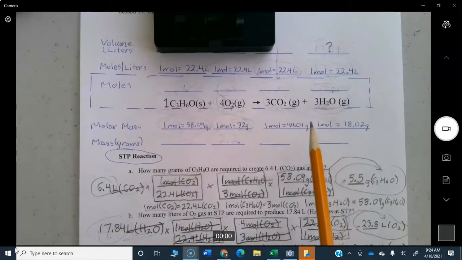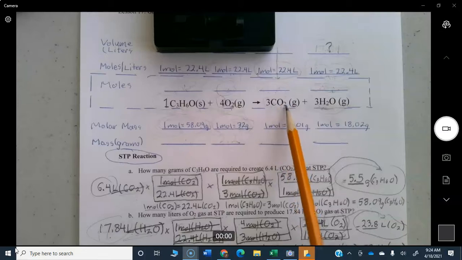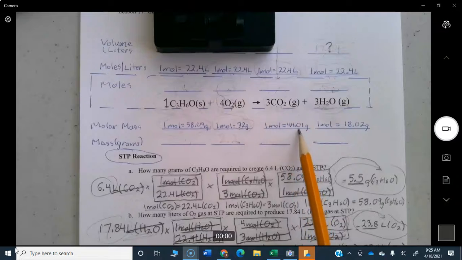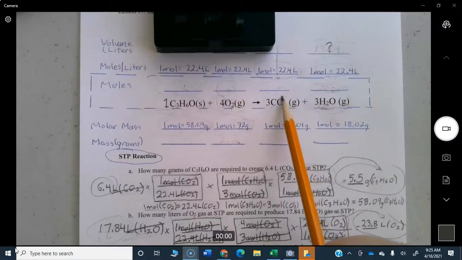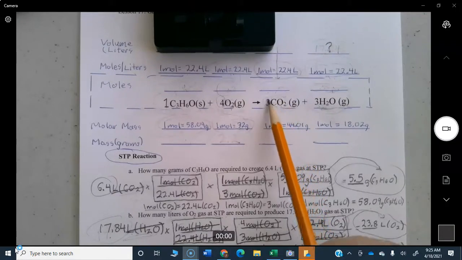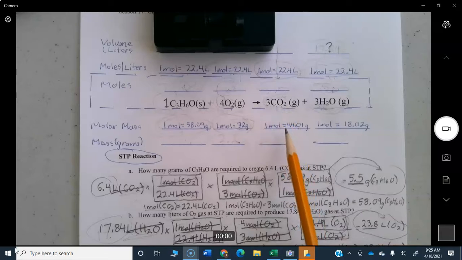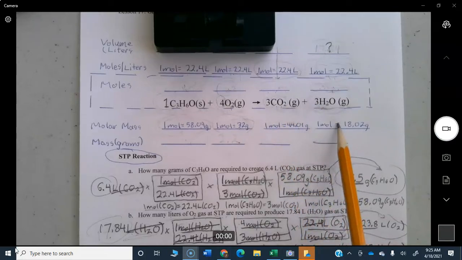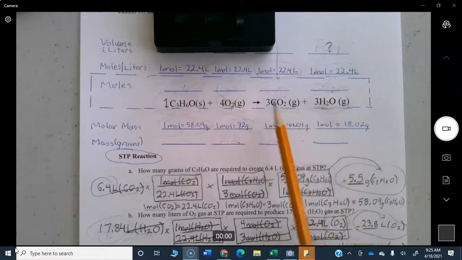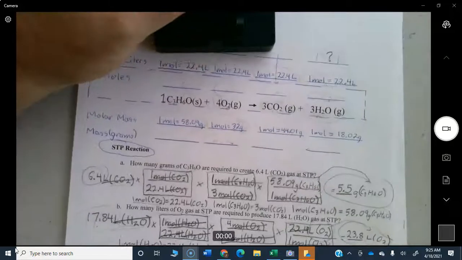Down here, same thing. CO2 has a molar mass. 1 mole is 12.01 plus 32 gives you 44.01. Okay, it's the mass of 1 mole of these. The 3 has nothing to do with the calculation here. This 3 has nothing to do with the molar mass here. Okay, you just take whatever the molecule or compound is and just calculate that for 1 mole. Okay, all right. So let's go on.